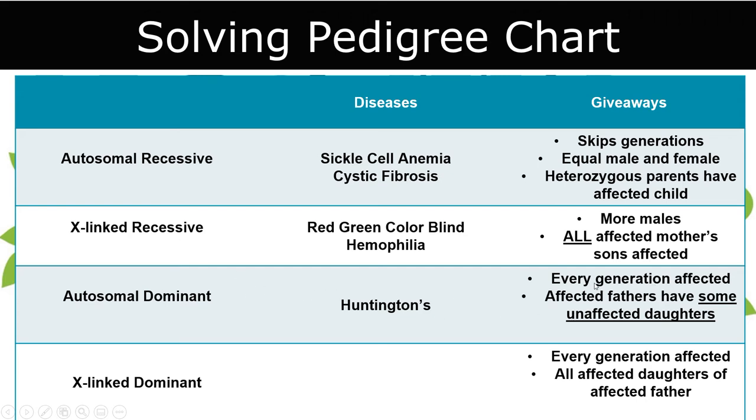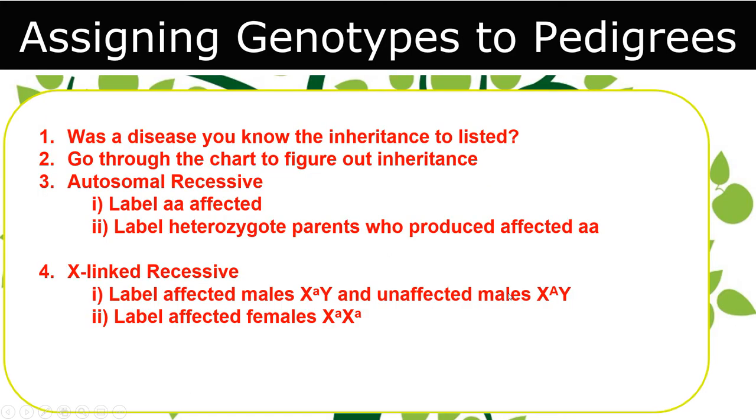Autosomal dominant, every generation is affected. But you can distinguish autosomal and X-linked dominant by looking at affected fathers. Affected fathers in an autosomal dominant will have some daughters that don't have the disease because it's not on that X chromosome, it's something else. But in an X-linked dominant, you will. So for an X-linked dominant, the dad has no choice but to give that X chromosome to his daughters. So if you have an affected father and all the daughters have it, you're probably looking at an X-linked dominant.